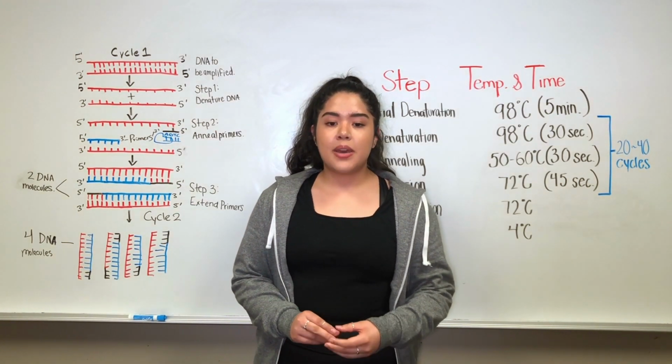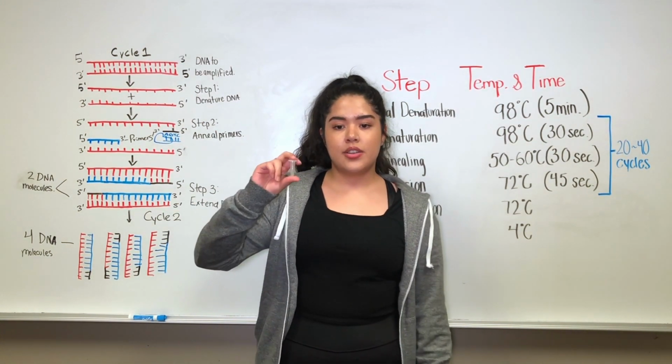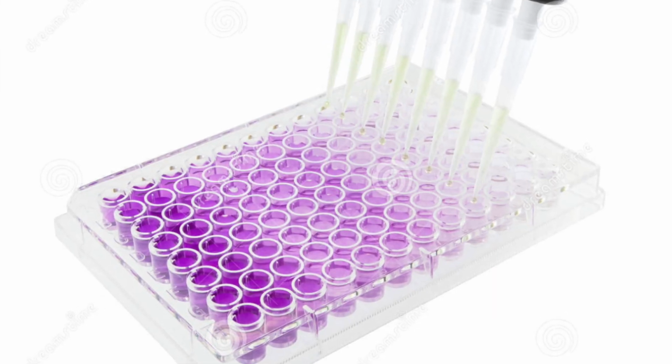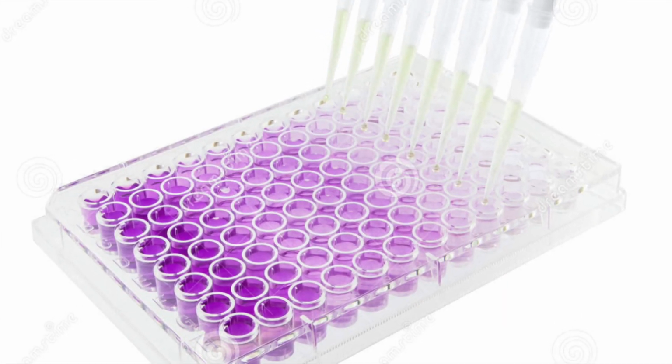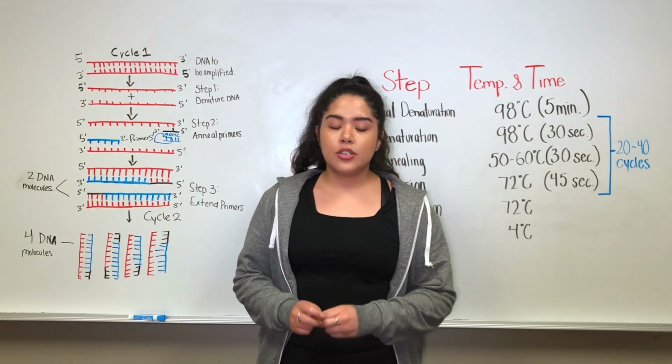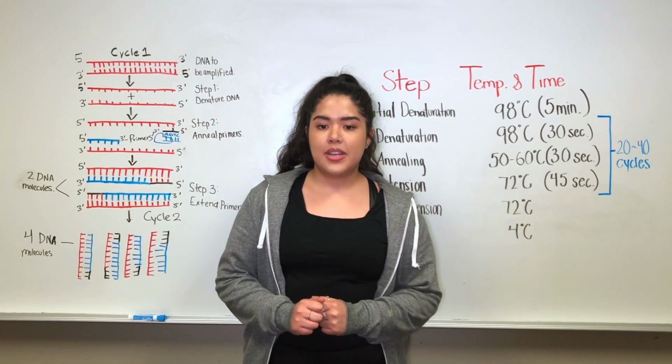Then, using a micropipette, 10 microliters of this is taken into a well. The wells can range from 96 to 384 well plates. The plate is then sealed properly and centrifuged for 1 minute.